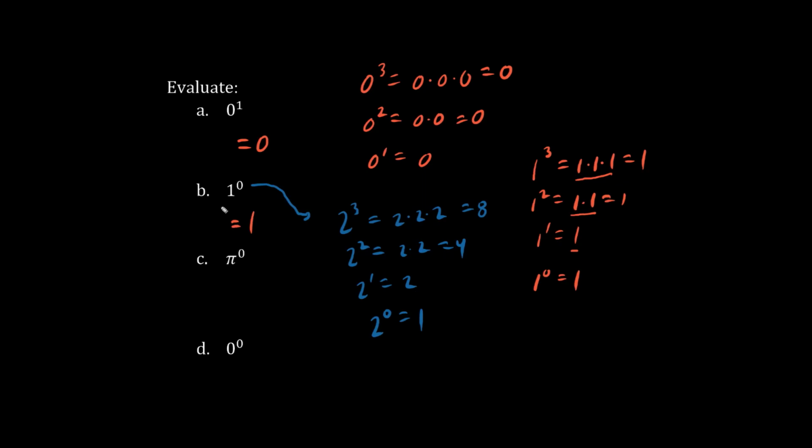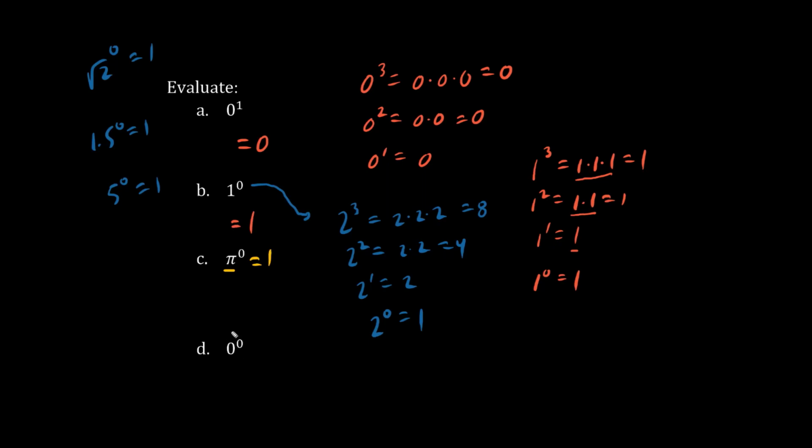So in general, anything to the 0 is 1, including 5 to the 0, it's 1. 1.5 to the 0 is 1, and the square root of 2 to the exponent 0 is also 1. Now we just said it. Anything to the 0 is 1, including pi, irrational numbers.